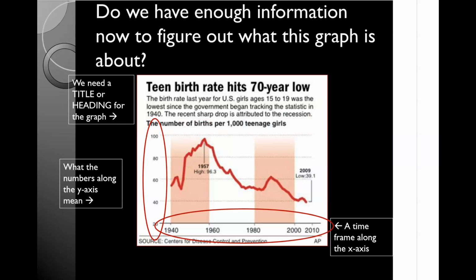Well, do we have enough information now to figure out what this graph is about? I gave you a title now, teen birth rate. Were you right without the picture on the last slide? What do you think the numbers along the y-axis mean? Any thoughts? And definitely a time frame along the bottom, 1940, 1960, and so forth.